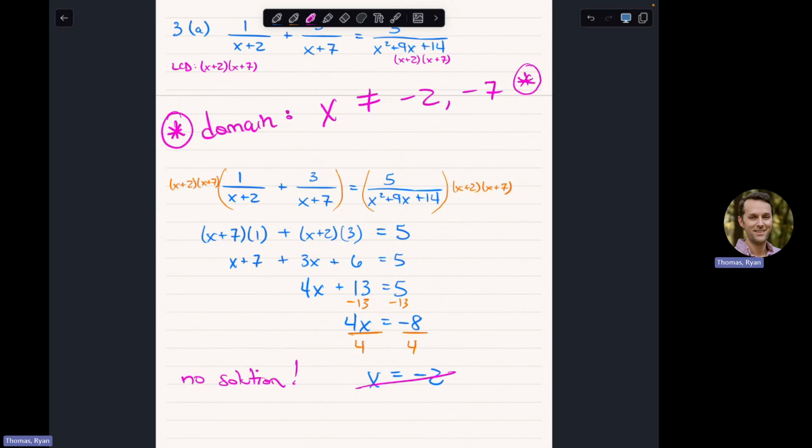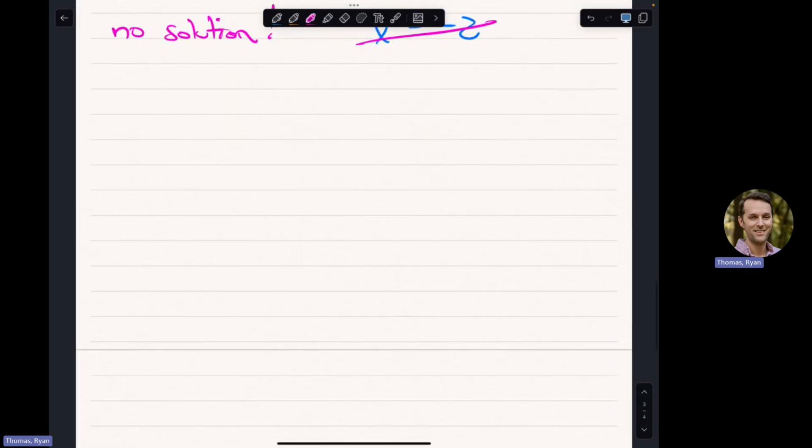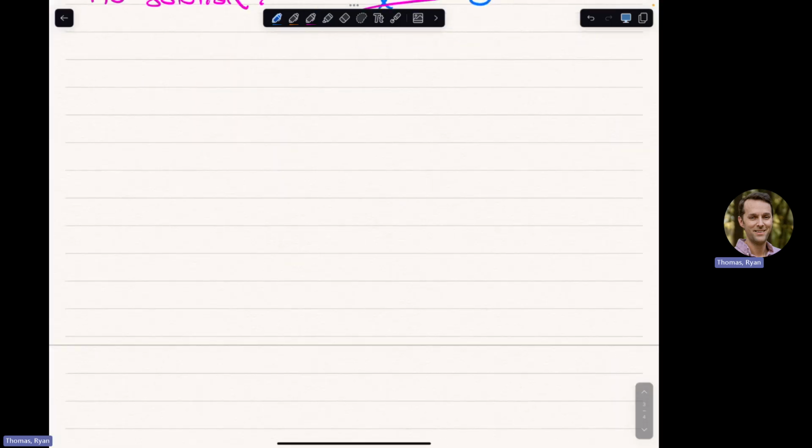Okay. Questions about any of that? So again, just to go through our workflow, we found the LCD. The LCD gives me a way to get rid of the fractions, and then we solve whatever's left after that, with the catch that we need to make sure our solution makes sense. Okay? All right. Y'all talk me through B then.